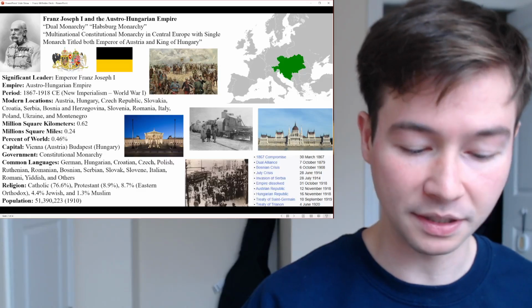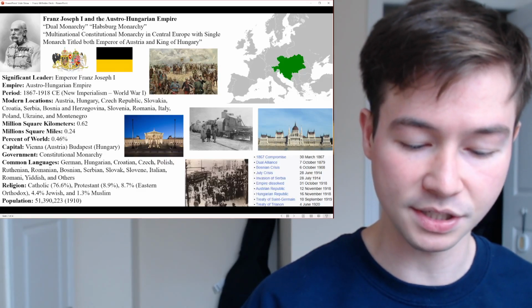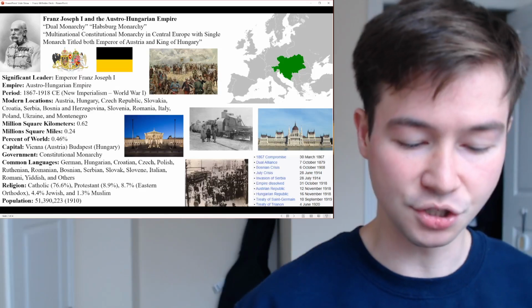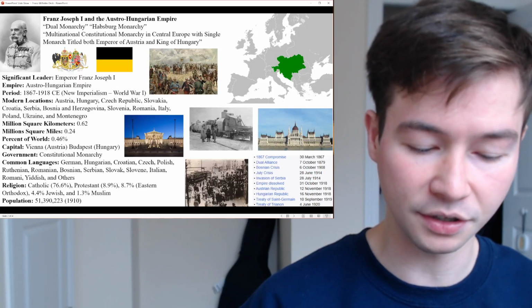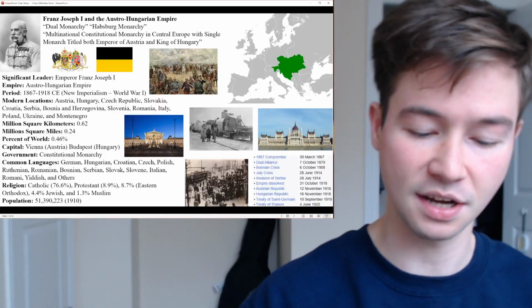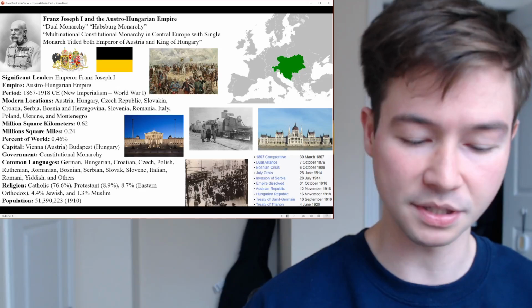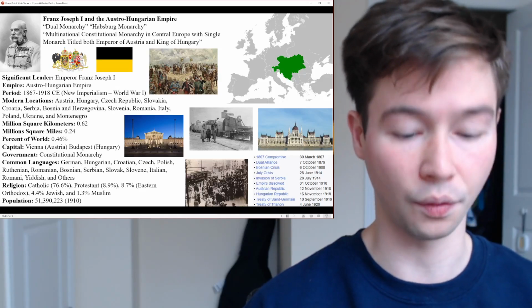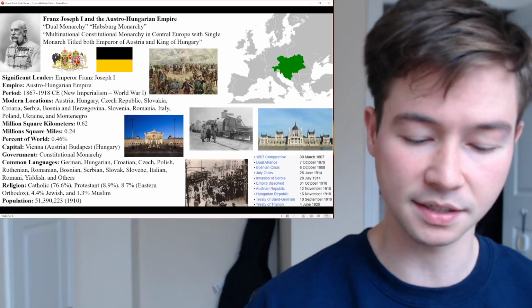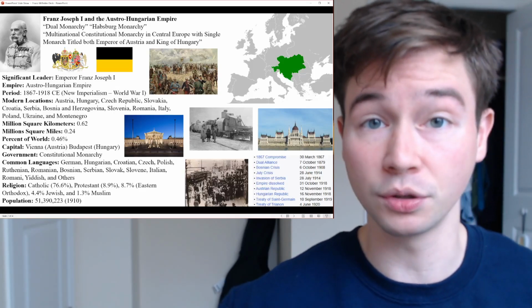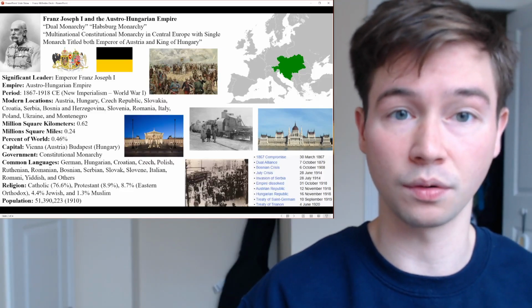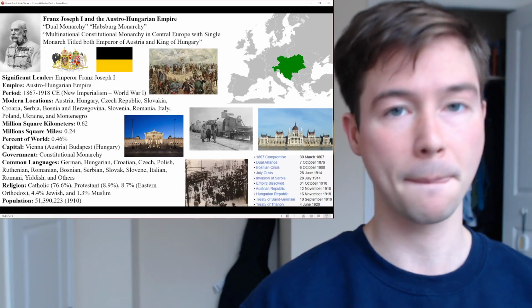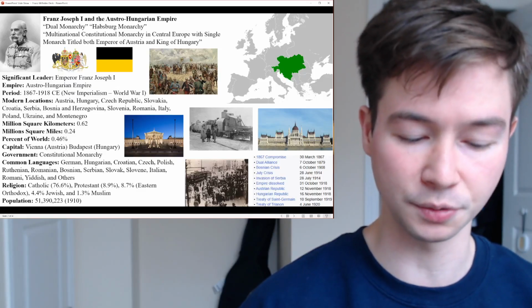This dual structure was designed to placate Hungarian demands while maintaining cohesion of a vast multi-ethnic empire that included Germans, Hungarians, Czechs, Slovaks, Poles, Ukrainians, Croats, Serbians, Romanians, Italians, and many others as well. So a very multi-ethnic group of people was ruled, starting with this Franz Joseph I, whom we will highlight in a specific biography soon.